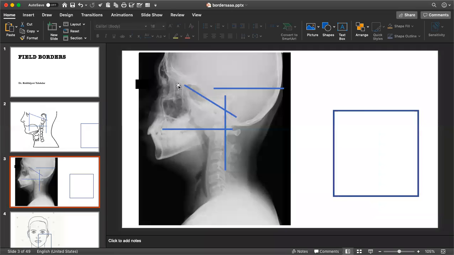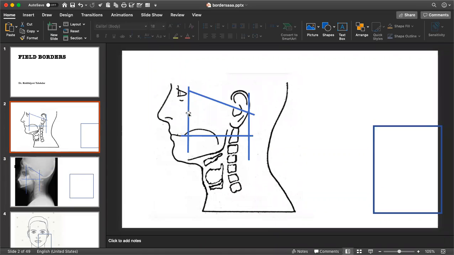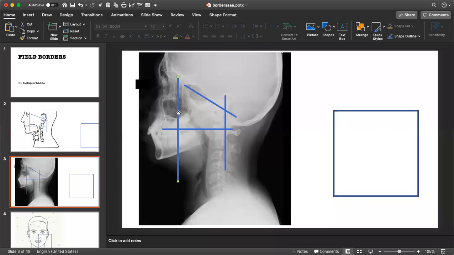Now coming to the anterior border, it would be along the lateral edge of the orbit. As far as your clinical planning is concerned, your anterior border can correspond to the lateral canthus of the eye. So it would be behind the lateral canthus of the eye, or for a clinical planning, we can put the border at the lateral edge of the orbit.